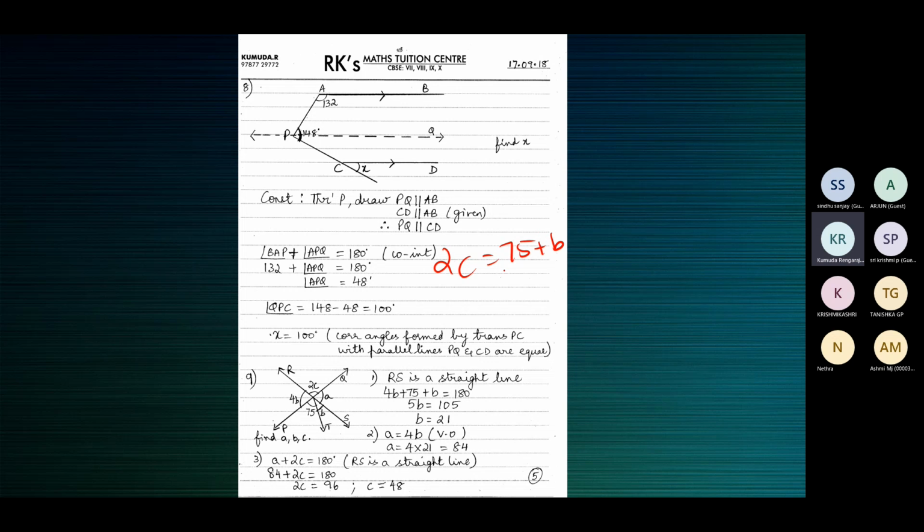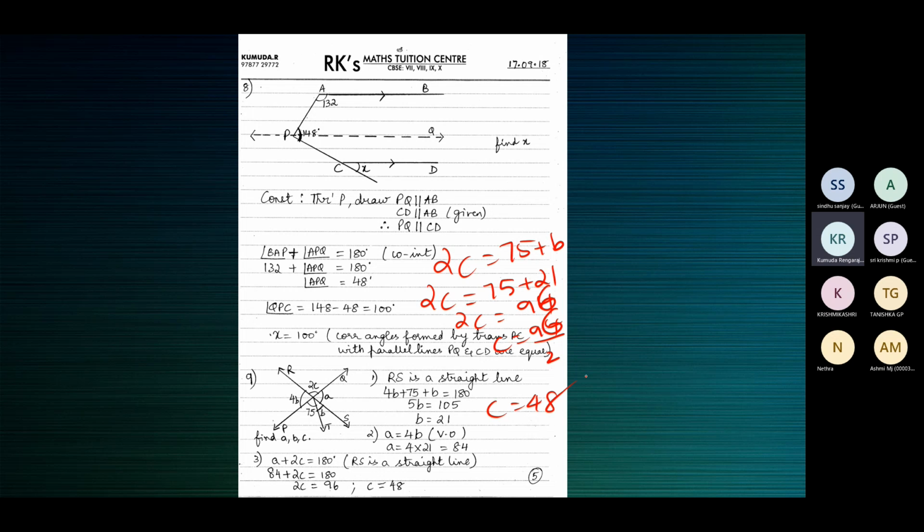2C is equal to 75 plus B, since vertically opposite angles are equal. 2C is equal to 75 plus 21. 75 plus 21 is 96. So 2C is equal to 96, C is equal to 96 by 2, C is equal to 48.